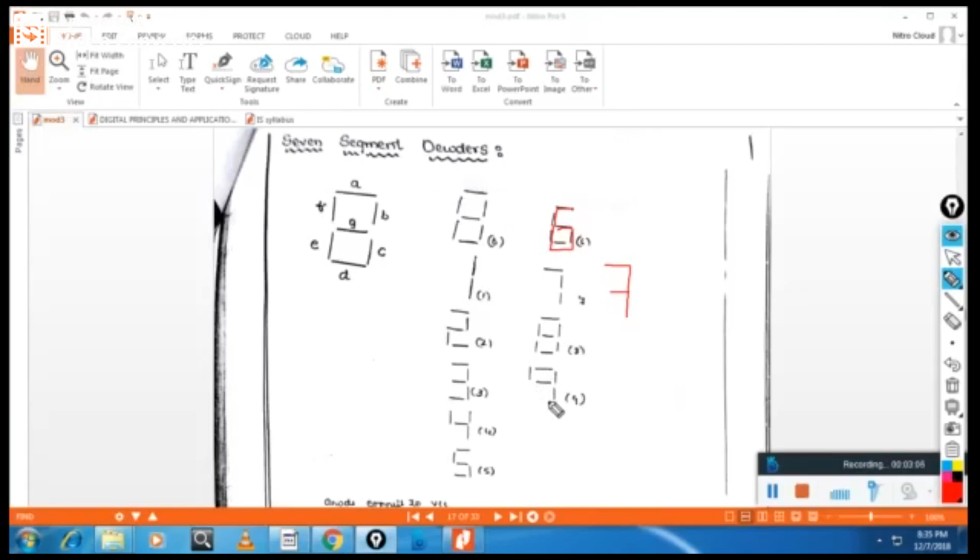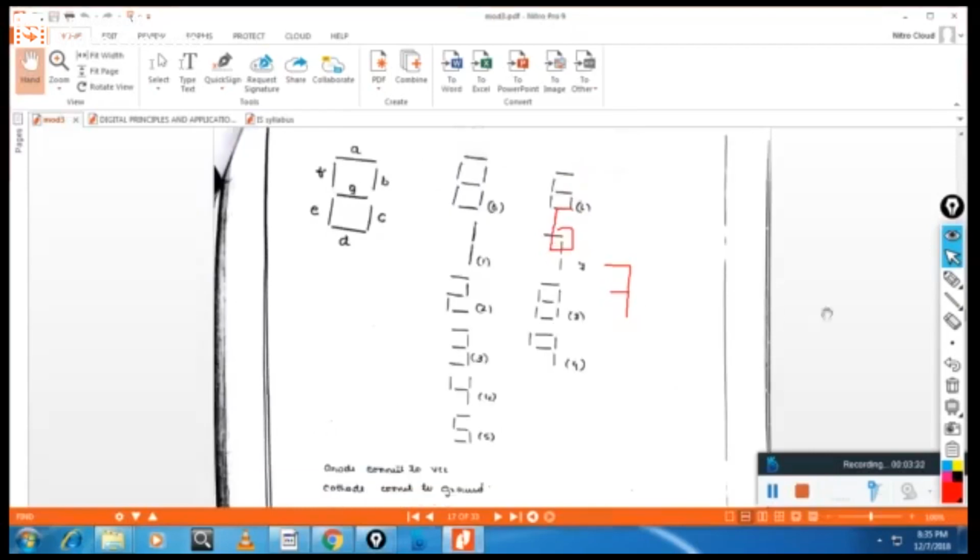So there are 2 types of configuration of 7 segment indicator, called common anode, where the anode is connected to VCC, and the other one is common cathode, where the cathode is connected to the ground. In this session we will see the driver IC, which is called the 7 segment decoder driver 7446 or 7447. 7446 is for a common anode indicator. 7447 is for a common cathode indicator.